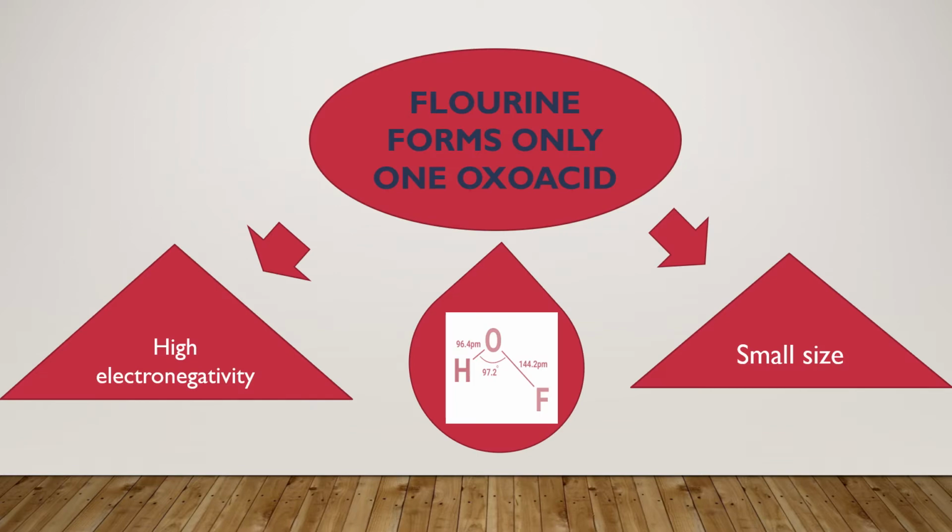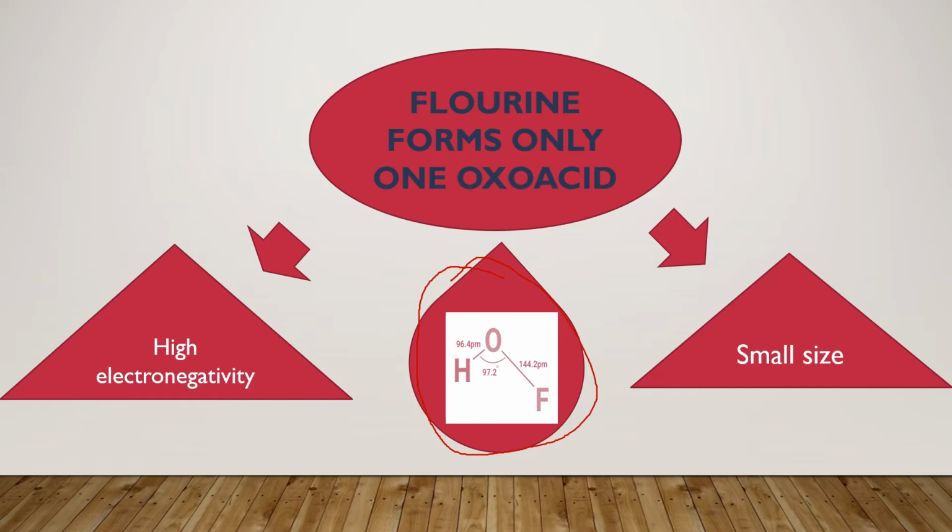Now see, all halogens form oxoacids of different types. But fluorine is the only halogen which forms only one oxoacid. That is, fluorine forms only one oxoacid, which is HOF. And we call HOF fluoric acid or hypofluorous acid. As you can see in this HOF, this is hypofluorous acid, or you can call it fluoric acid.